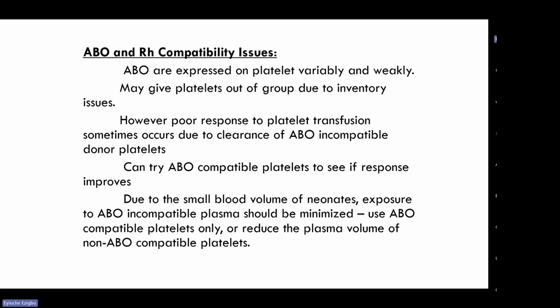So we also have ABO and Rh compatibility issues. ABO antigens are expressed on platelets, but weakly. They may give platelets out of group due to inventory issues. Because the ABO antigens are also present on the platelets, they can give some blood grouping variations in trying to type patients. However, poor response to platelet transfusion sometimes occurs due to clearance of ABO incompatible donor platelets.